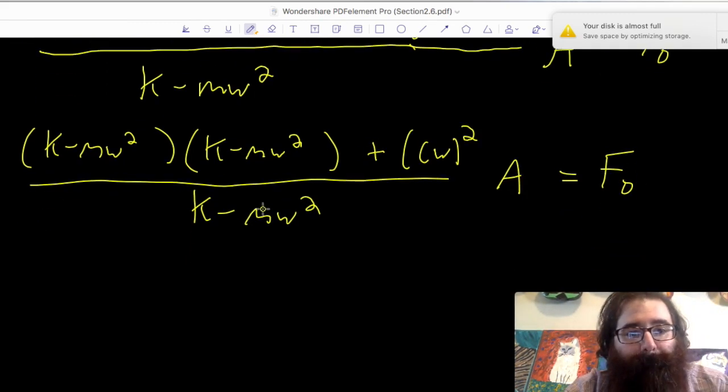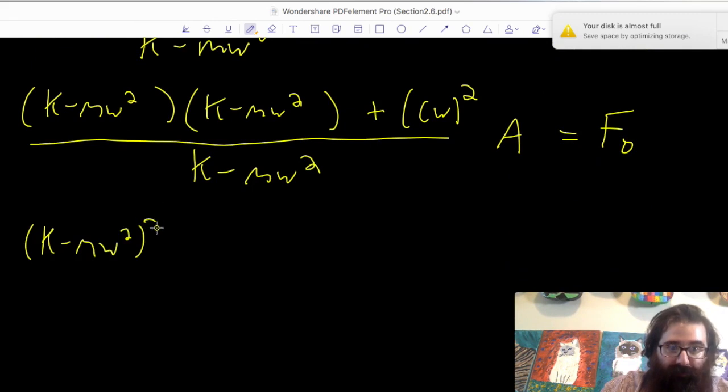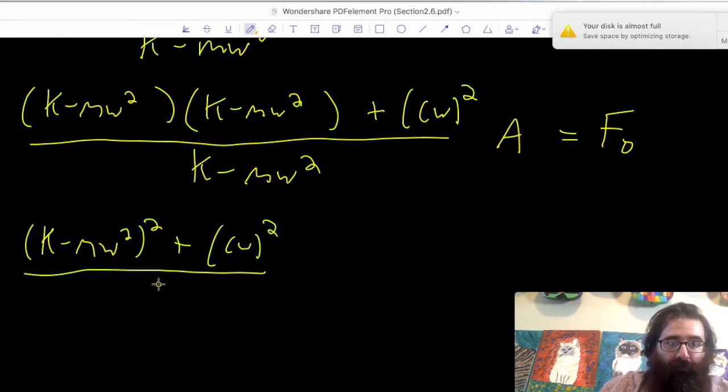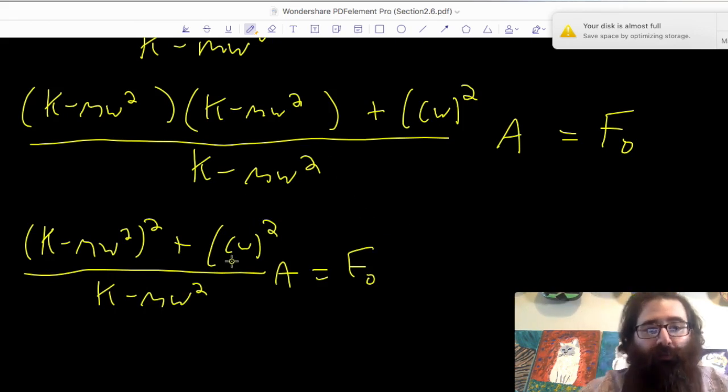All right. And so this is stuff squared. So this is (k minus m omega squared) quantity squared plus (c omega) squared, all divided by k minus m omega squared, times a, equals f sub 0. So naturally, what do we want to do? We want to solve for a. So multiply by the reciprocal.